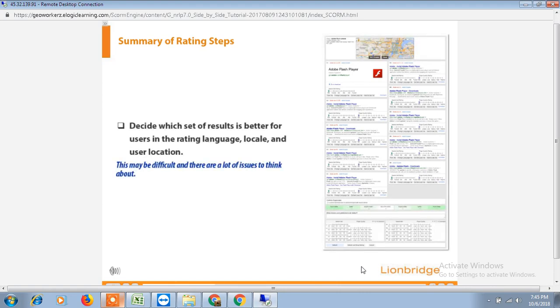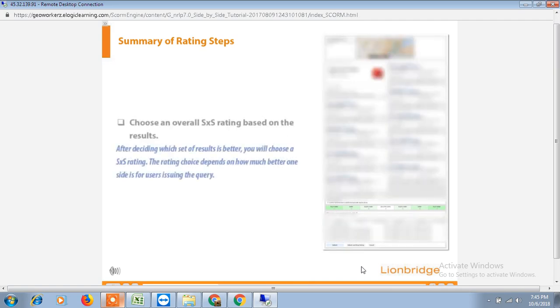Decide which set of results is better for users in the rating language, locale, and user location. This may be difficult and there are a lot of issues to think about. Choose an overall side-by-side rating based on the results. After deciding which set of results is better, you will choose a side-by-side rating. The rating choice depends on how much better one side is for users issuing the query.